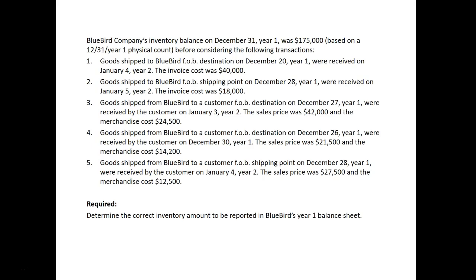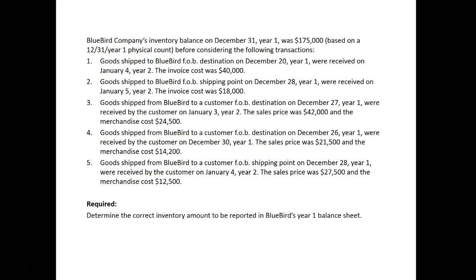Goods shipped to Bluebird FOB shipping point on December 28th, year 1 were received on January 5th, year 2. The invoice cost $18,000. Goods shipped from Bluebird to a customer FOB destination on December 27th, year 1 were received by the customer on January 3rd, year 2. The sales price was $42,000 and the merchandise cost $24,500. Number 4, goods shipped from Bluebird to a customer FOB destination on December 26th, year 1 were received by the customer on December 30th, year 1. The sales price was $21,500 and the merchandise cost $14,200.